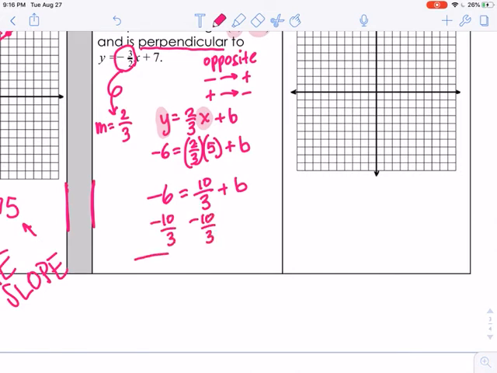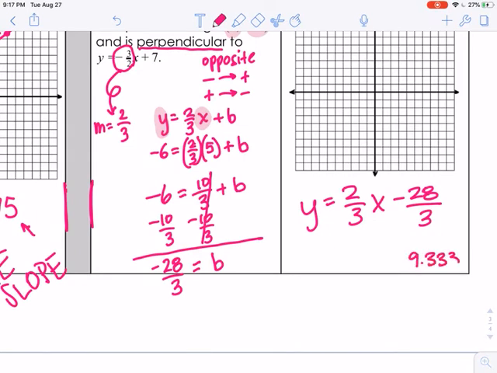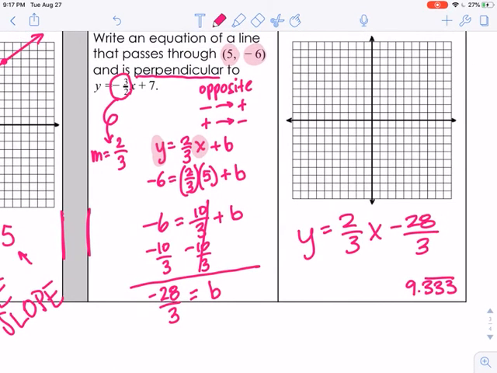I can do this in my calculator. I can do it with a decimal if I want. I do negative 6 minus 10 over 3 in my calculator. I should get negative 28/3 if I hit enter. That equals b. So I have y equals 2/3 x minus 28 over 3. 28 over 3 is roughly 9.33333 forever. So I know that that's pretty close to negative 10, in between negative 9 and negative 10 here.